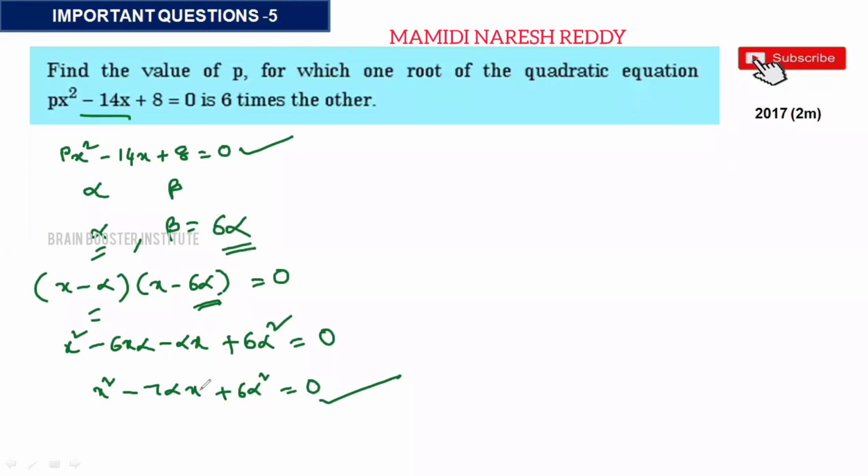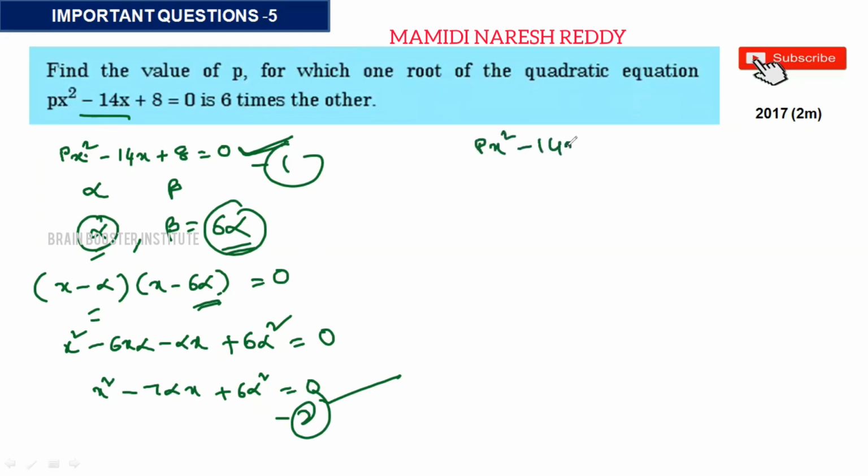So this is the equation we got as per our assumption. As per our assumption, the first root is alpha, the second root is 6 alpha we have taken, children. But the given equation is p x square minus 14x plus 8 is equal to 0. I'm writing here the first equation, p x square minus 14x plus 8 is equal to 0. So this is equation 1. Now we can write this, taking p common, children: x square minus 14x by p plus 8 by p is equal to 0.